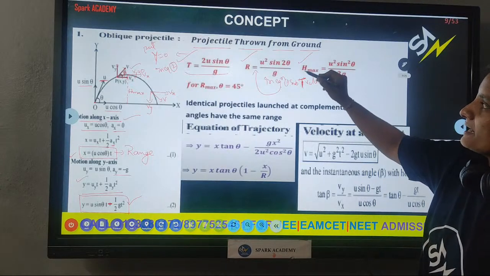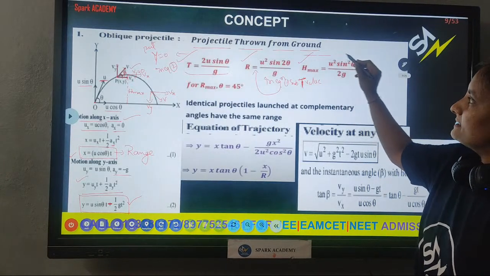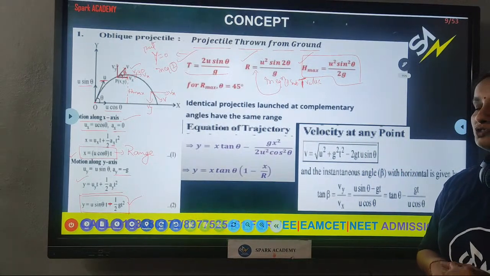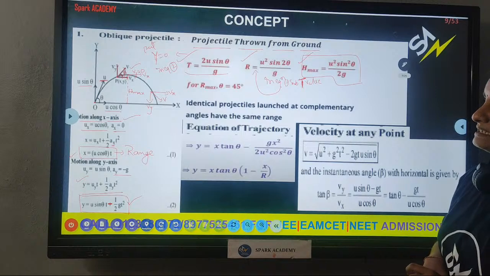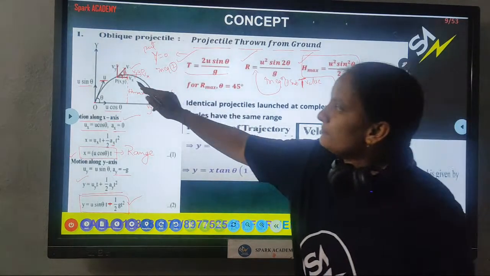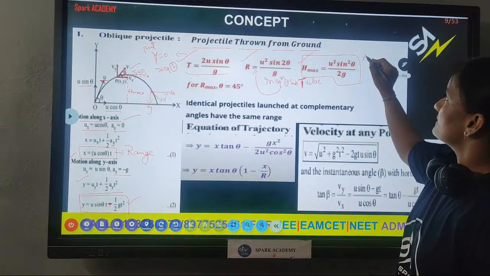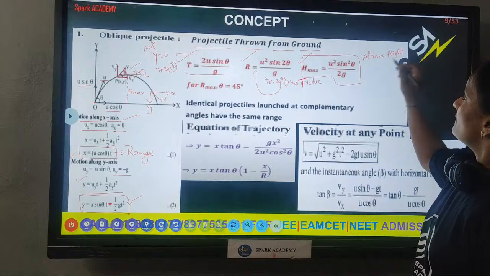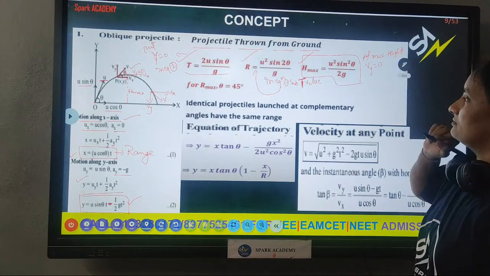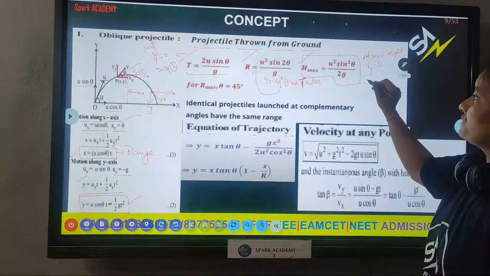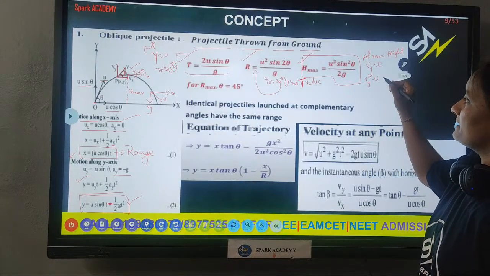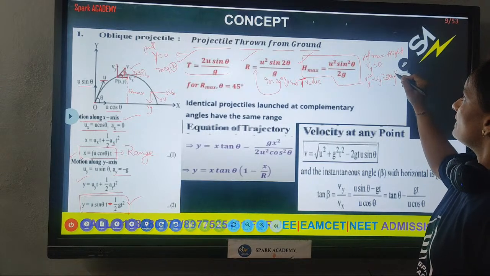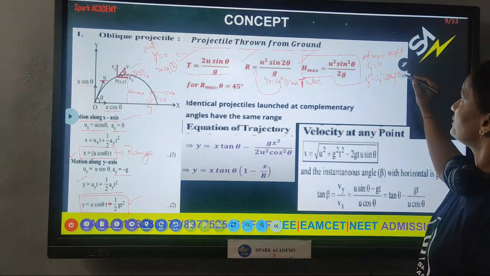And next, maximum height. Maximum height is reached by the object from the point of projection till that maximum height. At the maximum height we use the equation, at the maximum height Vy is equal to 0. Means by using the equation Vy square minus Uy square is equal to 2Ay into S, where S is nothing but H max.